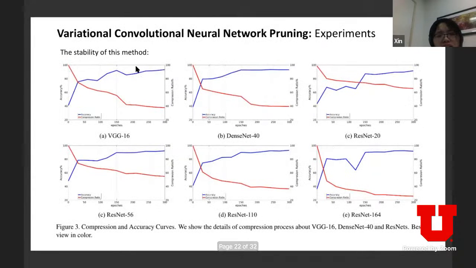So actually, in this one they show the stability. As we can see, during the training the accuracy has an increasing trend. It can decrease a bit, but not that much. And the compression ratio keeps decreasing. Oh, okay. That's what I didn't expect.